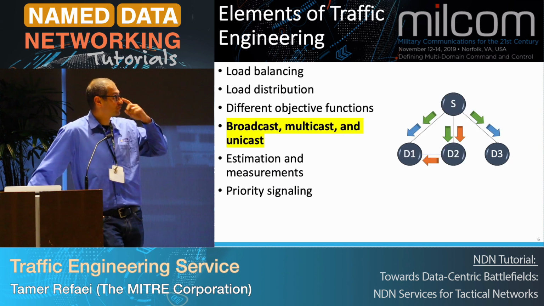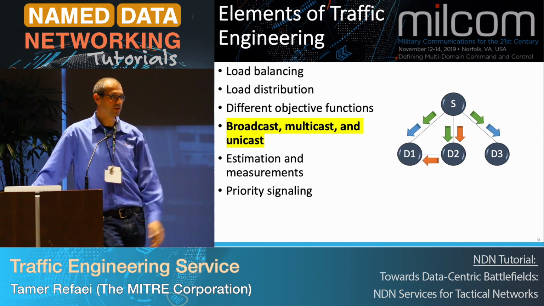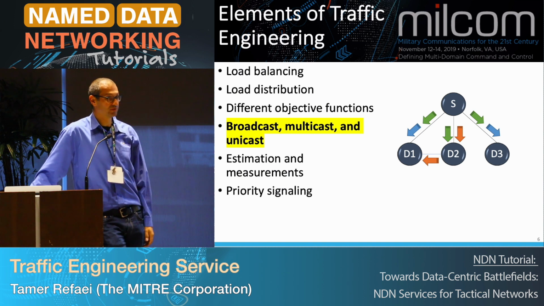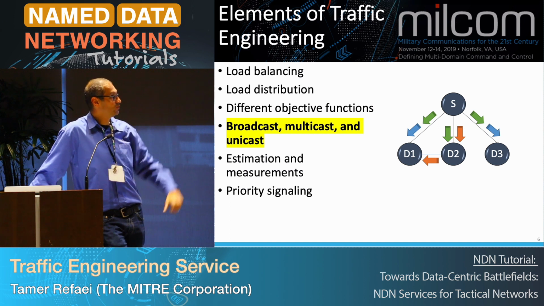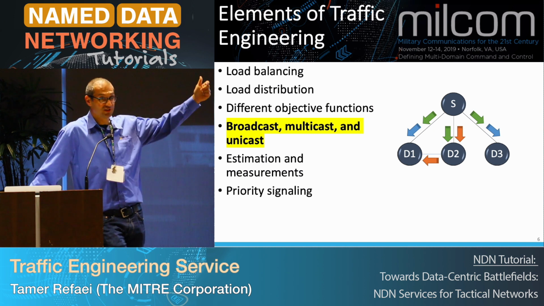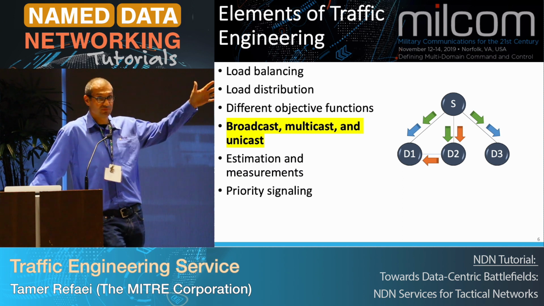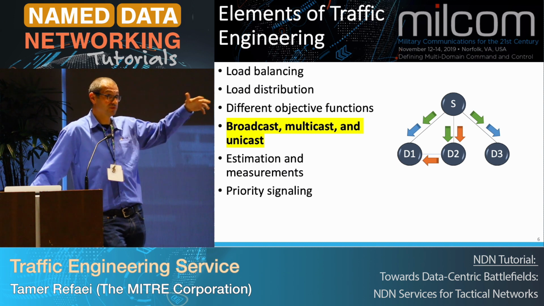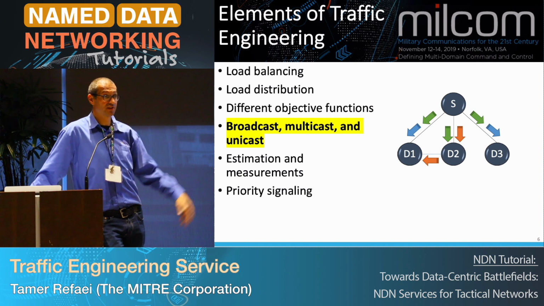Then you also have different types of traffic. You have broadcast, you have multicast, you have unicast, and all of them correspond to flows. You have to cater to their individual requirements. The source here is sending three different types of flows. The orange one is unicast, going to D1. The blue is multicast, going to both D1 and D3. The green is a broadcast, going to every node. And for each one of them, you have to account for how much of the links that you have they're going to utilize.